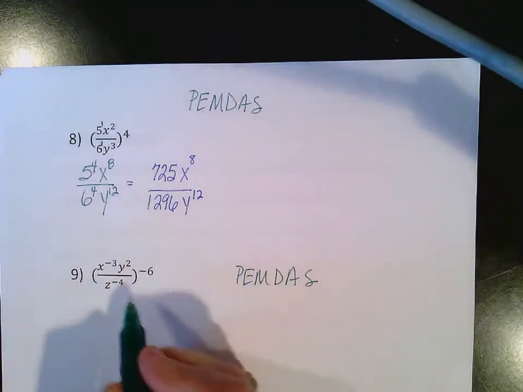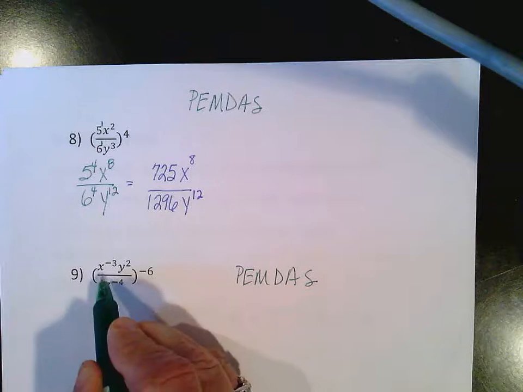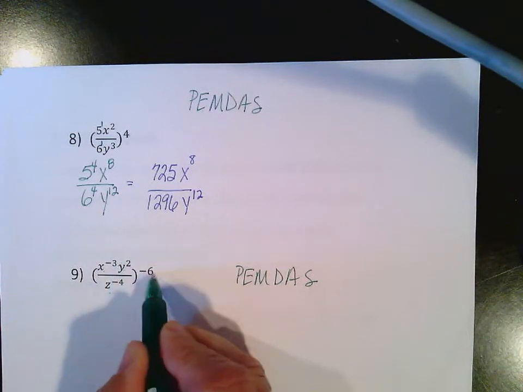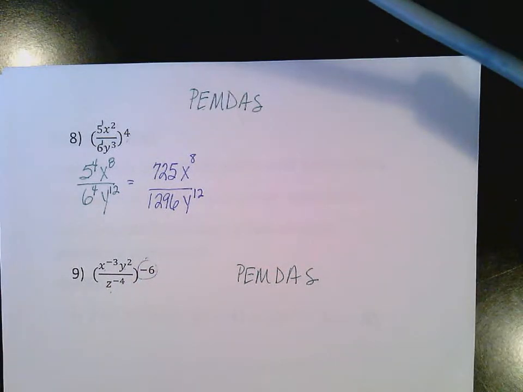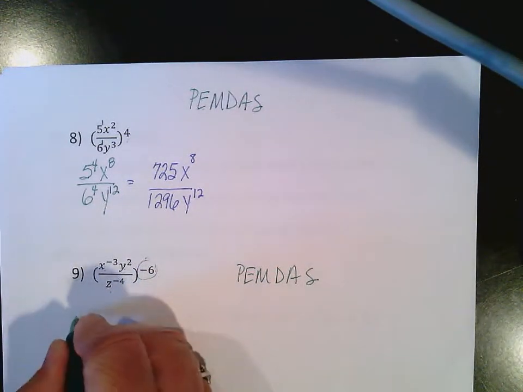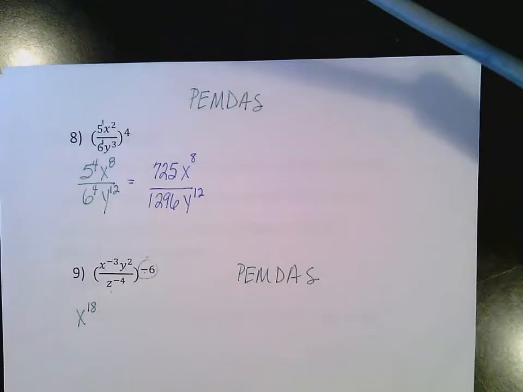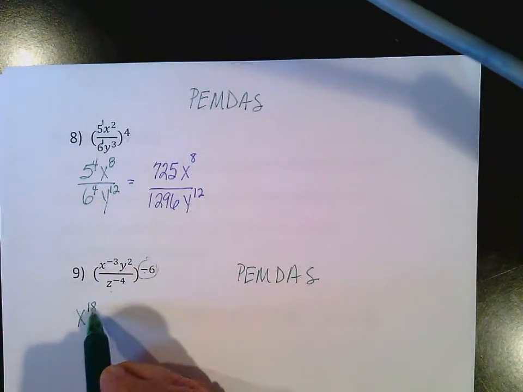So I'm going to look inside my parentheses. I have an x, a y, and a z term, so there's nothing to simplify in there. So I'm going to take each of these and raise it to the -6th, which means I'm going to take the exponents and multiply them. -3 times -6 is a positive 18. So see what I mean? I didn't want to move the x because it became positive.